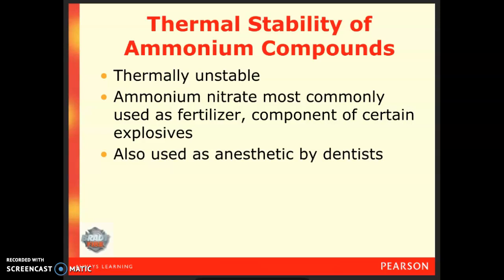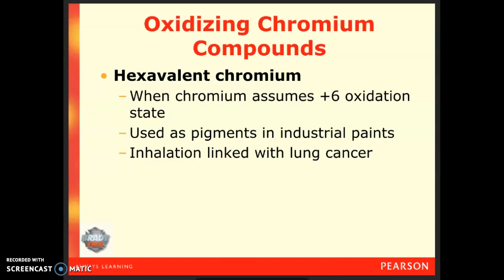Ammonium nitrate is a moderate oxidizer, or actually, I'm sorry, it's a weak oxidizer. But when that ammonium ion gets combined with other oxidizing ions like permanganate or chlorate, then it can actually be quite explosive, and that's where we run into those kinds of issues. We also see ammonium compounds used occasionally as anesthetics by dentists, which is an interesting use there. The last thing that we're going to talk about in this particular video are chromium compounds.